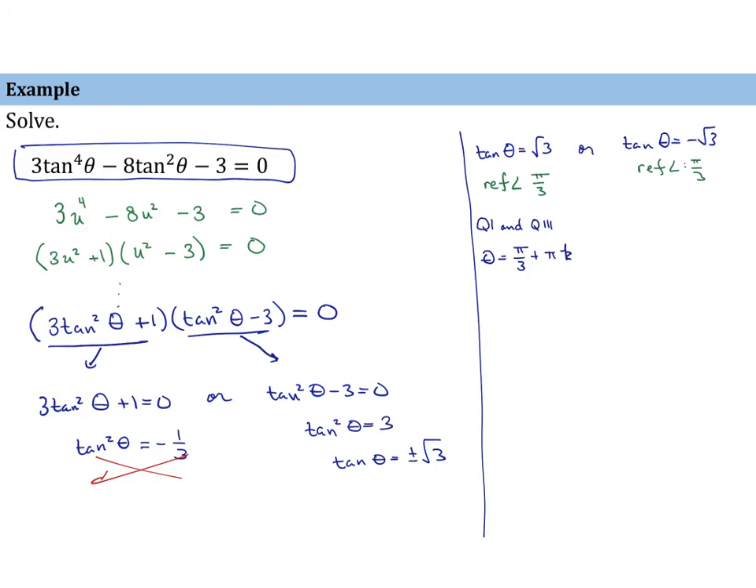Well, what about tangent of theta equals negative root 3? That would be in quadrants 2 and 4. We'll use a reference angle of pi over 3 to land us in the second quadrant at 2 pi over 3 plus pi k to get us into the fourth quadrant and back to the second quadrant. And so there are your answers.